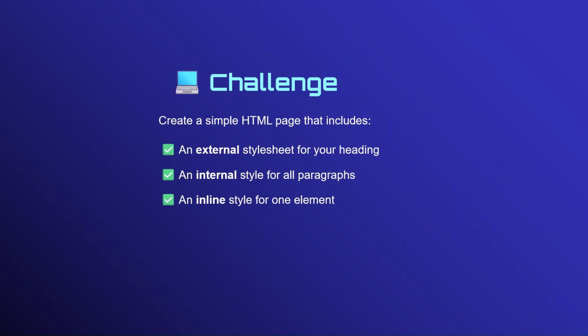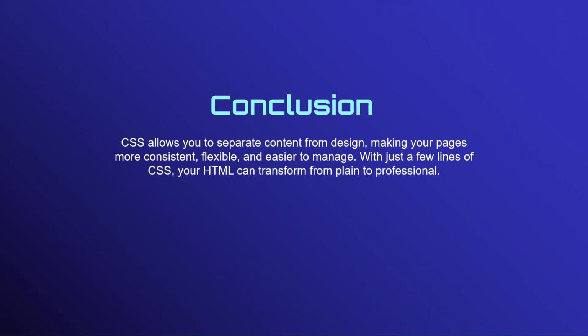You should try as much as possible to implement some of these techniques we are going to talk about. And finally, CSS allows us to separate content from design, as I mentioned in the introduction, making our web page code more consistent, flexible, and easier to manage. So with HTML and CSS, we can have a type of transformation when it comes to creating web applications or applying different styling techniques to our web page.